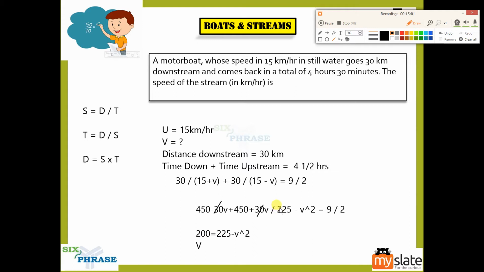Now you just have to take this 225 minus V square to the right hand side, so you'll have it like this. This will end up giving you V square is equal to 25. So what is V? V is equal to 5 kilometers per hour, right?